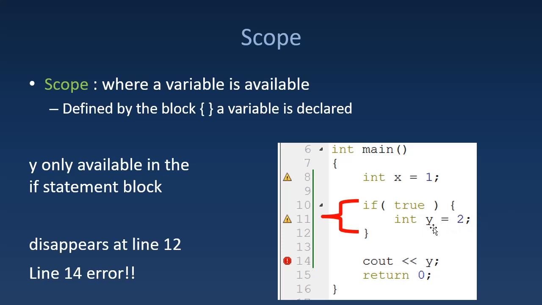Y is declared inside this set of curly braces, that most narrow set of curly braces. So what that means is y's scope is just in these lines. It only makes sense to talk about y within that block. Once we leave that block, y goes out of existence, and if I try and work with y down here, it actually becomes an error. There is no more y. Y disappears the second we leave the scope it's defined for.